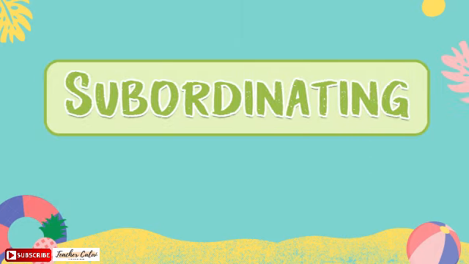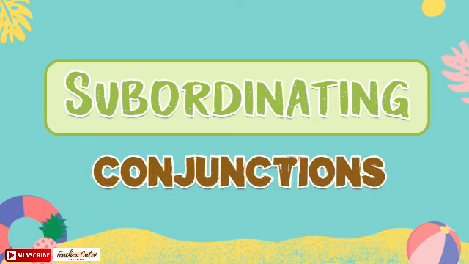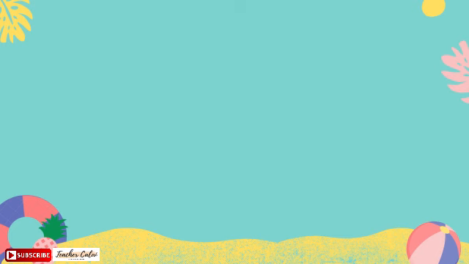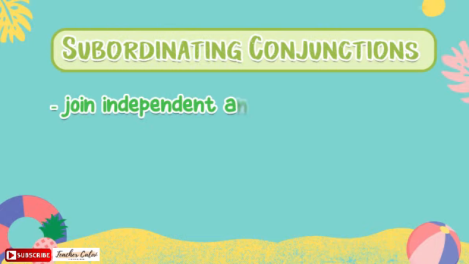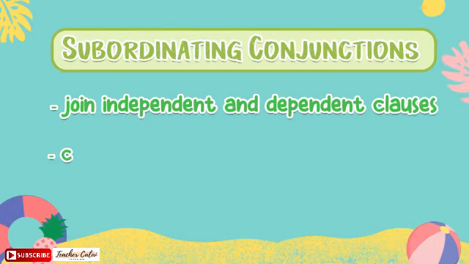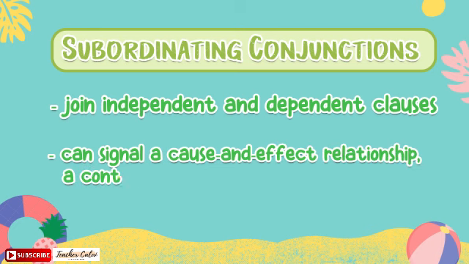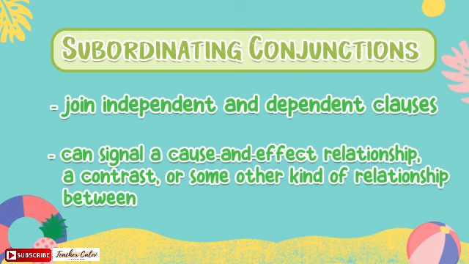Now, let's talk about subordinating conjunctions. Subordinating conjunctions join independent and dependent clauses. This can signal a cause and effect relationship, a contrast, or some other kind of relationship between the clauses.